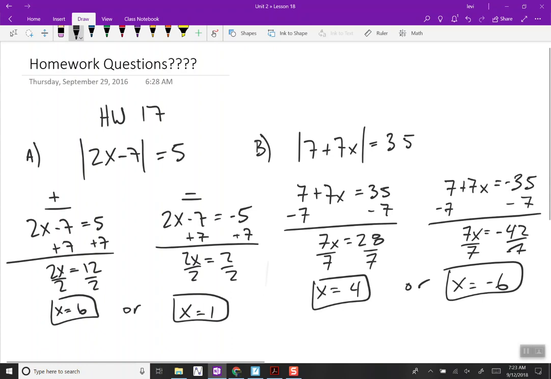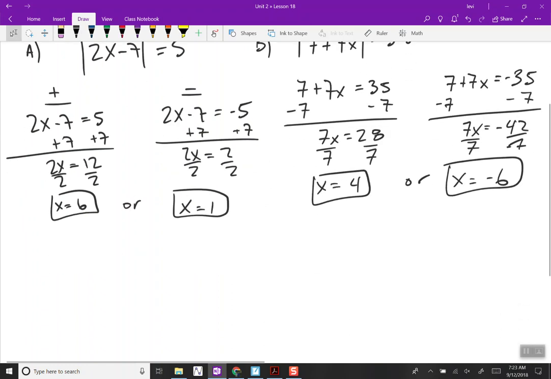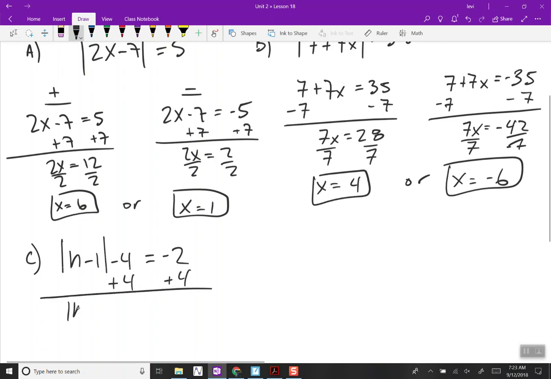Problem C is just a little bit different because it has stuff outside our absolute value. We can see it says the absolute value and then minus 4 equals negative 2. So when there's stuff outside of our absolute value, we need to get rid of it first. So we're going to get rid of it by doing its inverse operation. Absolute value of n minus 1 equals 2.